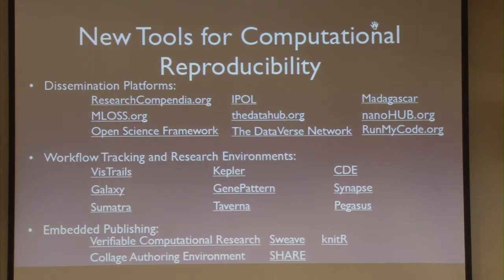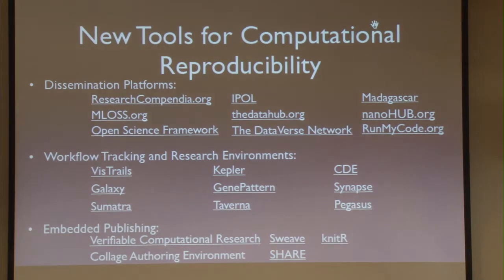Pre-publication, workflow tracking, and research environments are another area with lots of growth in tools that help people track their work so that they can get onto those dissemination platforms and communicate it. And then there's a kind of hybrid between the two: people who have systems for allowing you to write papers that have the code and data embedded in them, almost executable papers. So there's lots of activity here. Most of them, I'll have you know, are being created by academics just on the side of their research. It's really amazing.